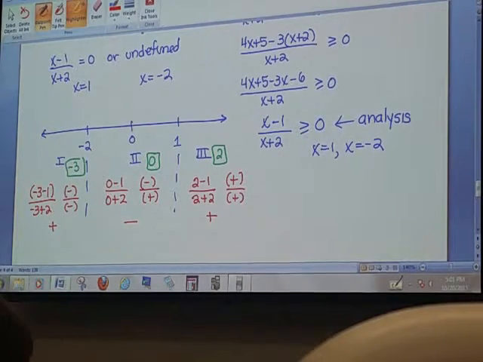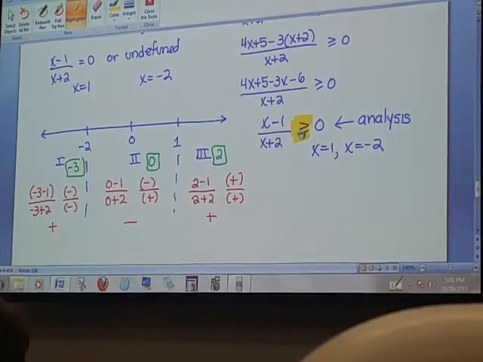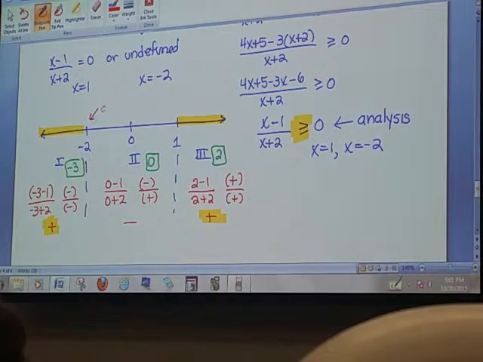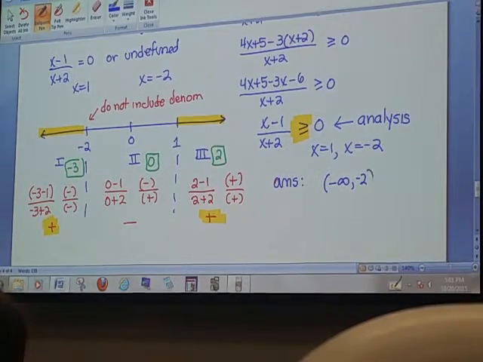So I want to know where my expression is greater than or equal to 0. So that is here and here, where I have positive. But do not include that number, because that came from the denominator. So when I go to write my intervals, the final answer is going to be minus infinity up to minus 2 and then 1 to infinity.